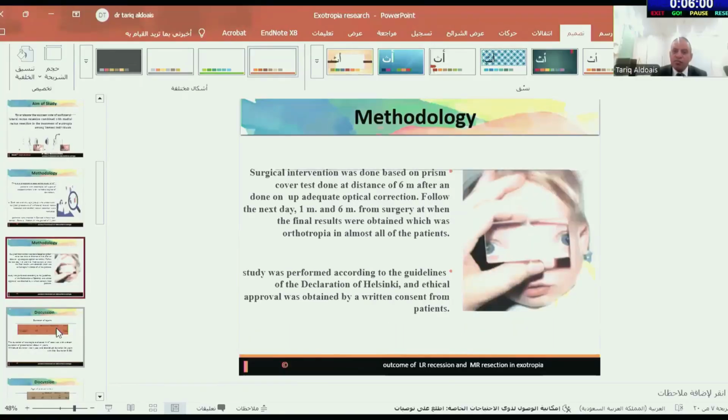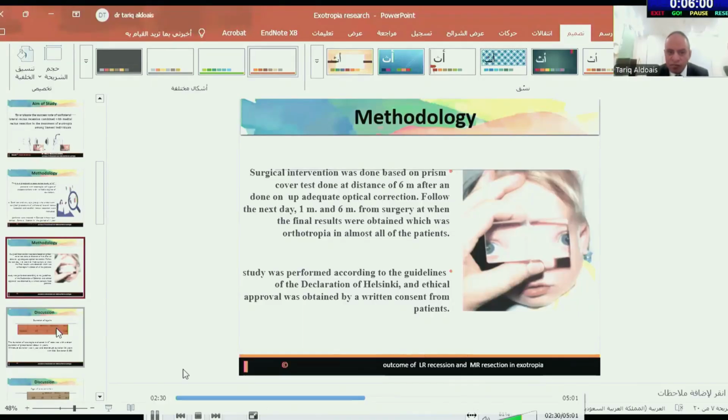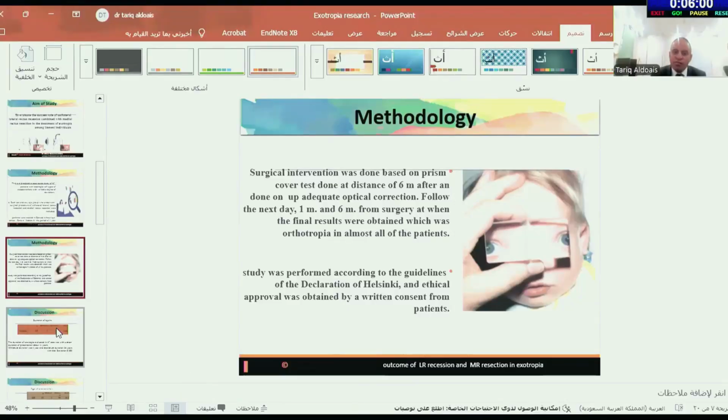Surgical intervention was based on the prism cover test at a distance of 6 meters, and also at near. Angle deviation was followed at the next day, 1 month, and 6 months after surgery, when the final result was obtained, with orthotropia in almost all of the patients.